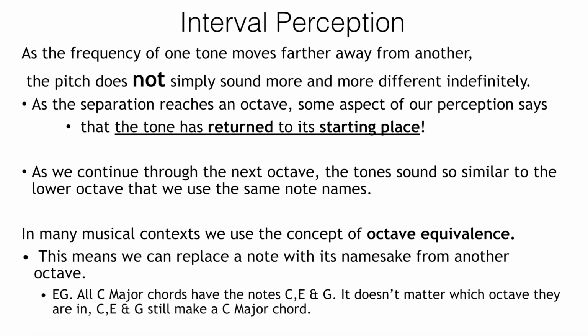Now, as we continue through the next octave, the tones sound very similar to the octave lower than that. And it's so similar that we actually give them the same note names. Often we don't actually care which octave a note is in, we just want to know which note it is. For example, if you want to have a C chord, we just need to have the notes C, E, and G. And regardless of which octave they're in, it will still be a C chord.